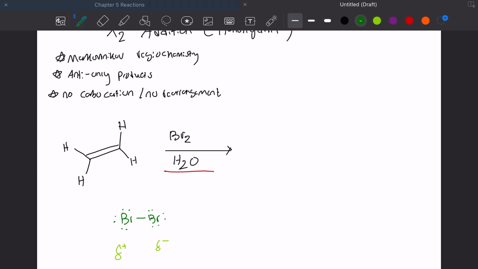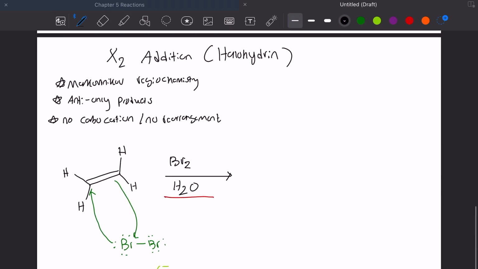And we know that the electron density is going to come and grab this Br, and then one of the lone pairs is going to go back to the carbon. It's going to make that ring structure, as I said before. So we're going to get something that looks like this. We're going to have our Br with two lone pairs and a formal positive charge.